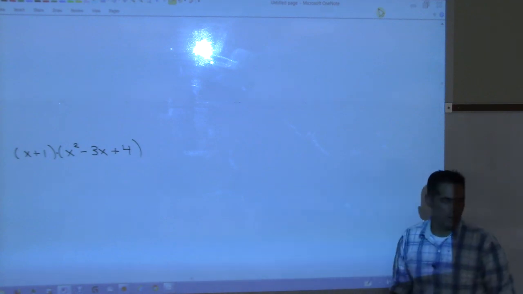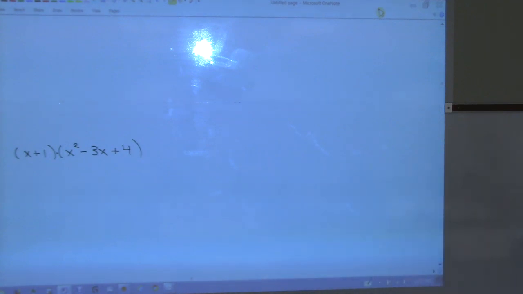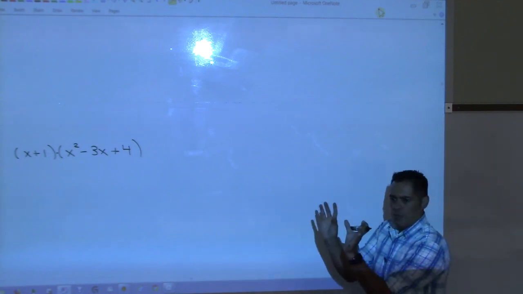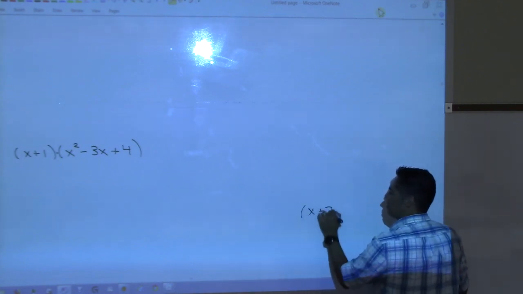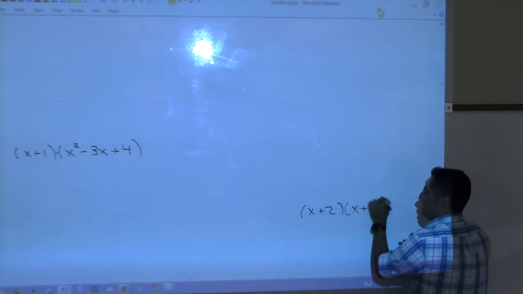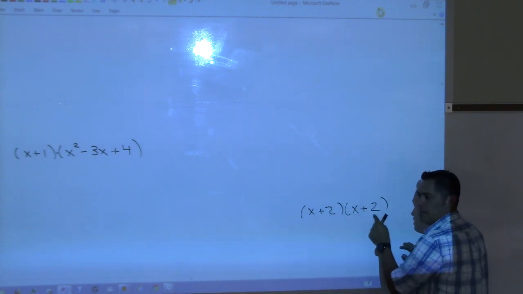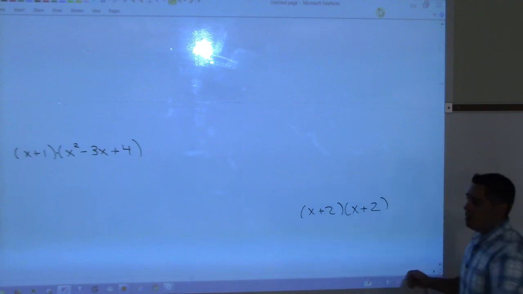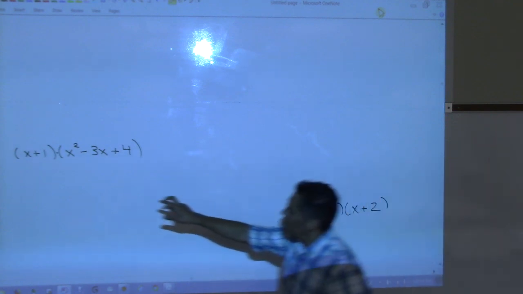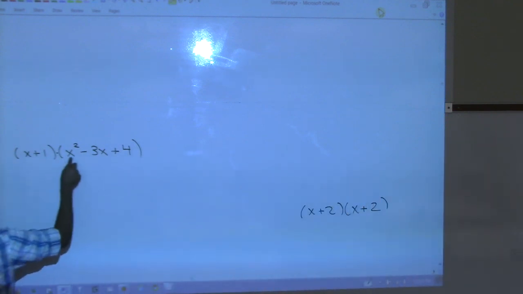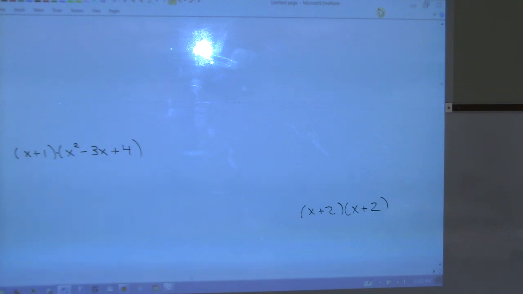Why can't you use that little FOIL? You have to have 2 pieces and 2 pieces, like the one we just did, it was x plus 2 times x plus 2. You have to have 2 pieces in here, 2 pieces in here. If you have 2 and 2, then you can do FOIL. What if you have 2 terms and 3 terms? FOIL goes away, all right?